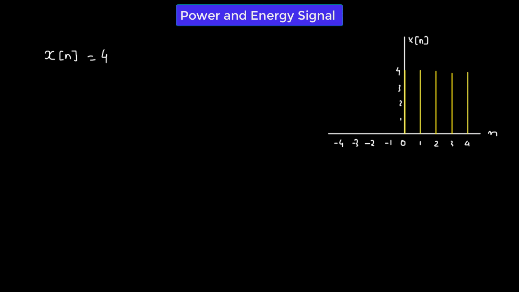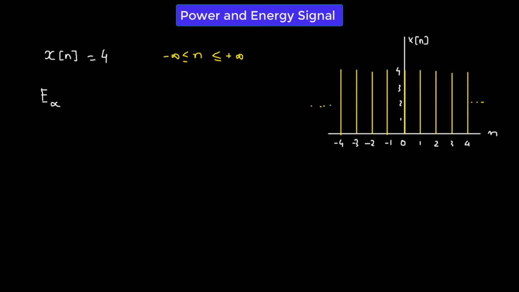Let's redraw it. So we have a value of 4. Similarly, we have it at n equals negative 1, negative 2, negative 3, and negative 4. And this is going to continue all the way up to infinity. So the interval of n lies between negative infinity and positive infinity. So this is the value of our discrete time signal. Let's try to find out the energy of the signal.